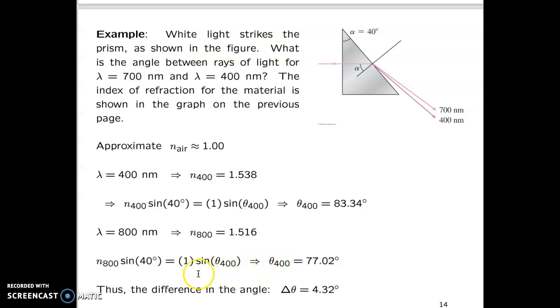typos here. When we solve the same equation, Snell's law for this, we get 77.02 degrees. The difference, the angle between these two rays of light will simply be the difference in these two angles, which is 4.32 degrees.